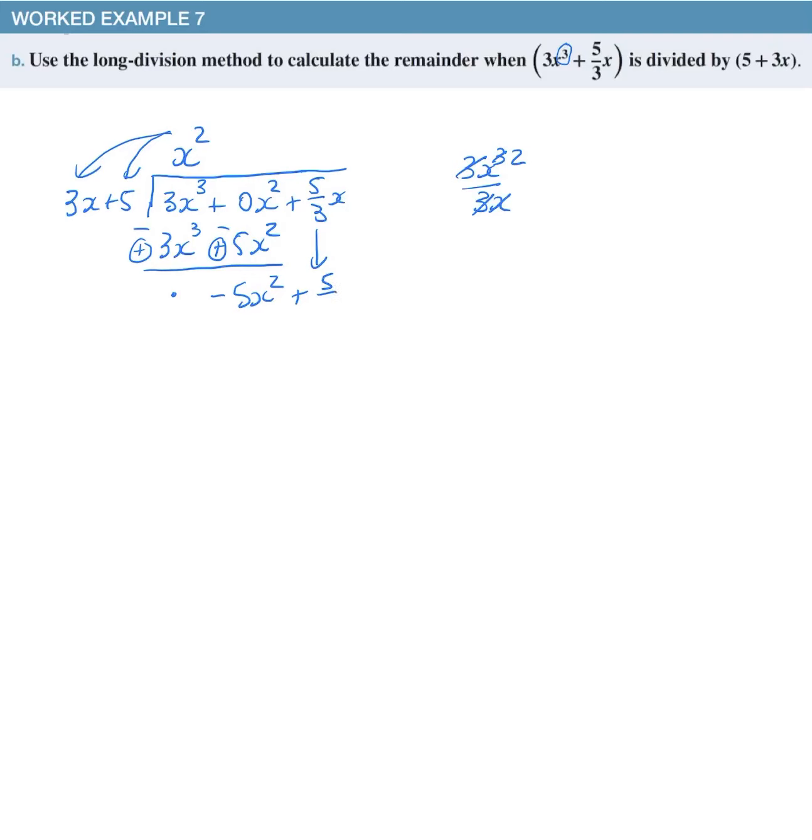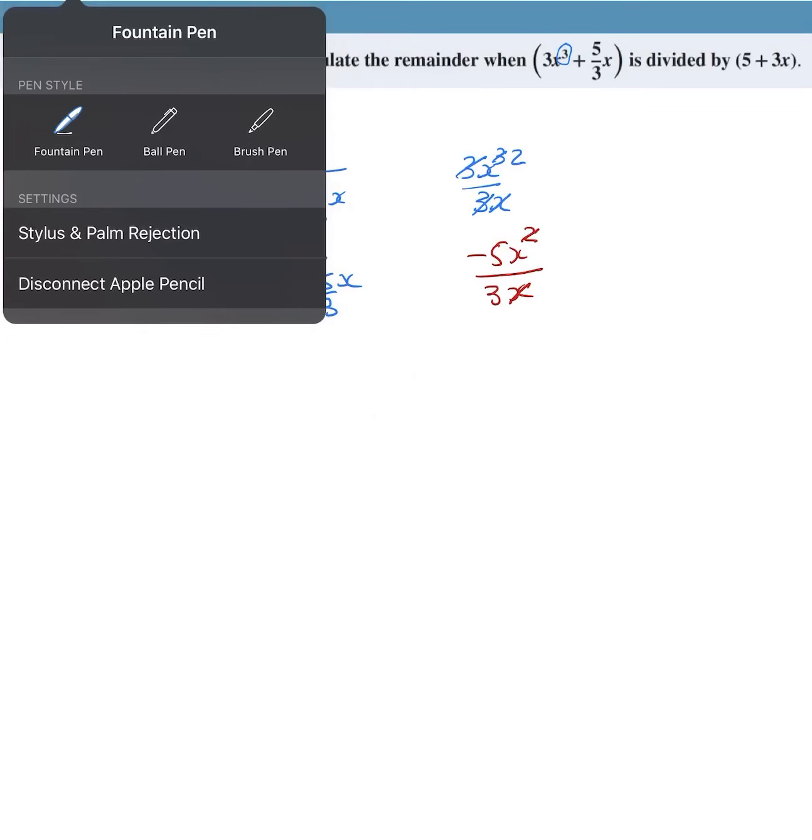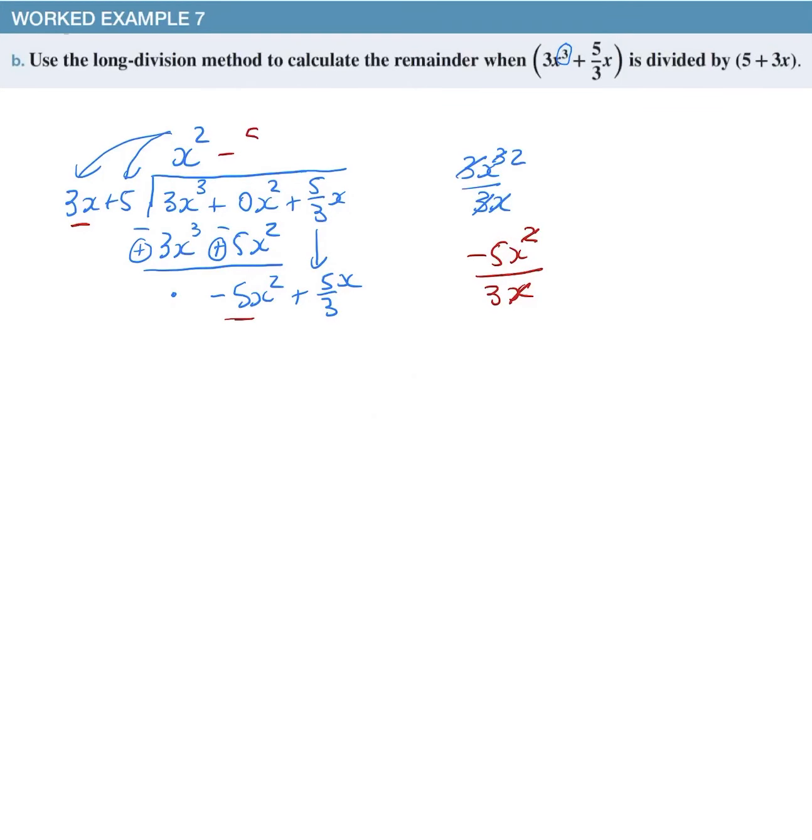Now we're going to divide 3x into negative 5x squared. So I'm going to have negative 5x squared divided by 3x. Now negative 5 is not divisible by 3, but x goes in there once by itself and then x squared once. So I have left negative 5 over 3x. So this will become negative 5 over 3x.